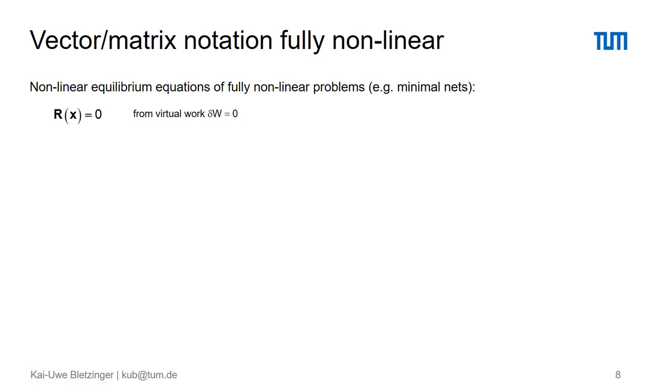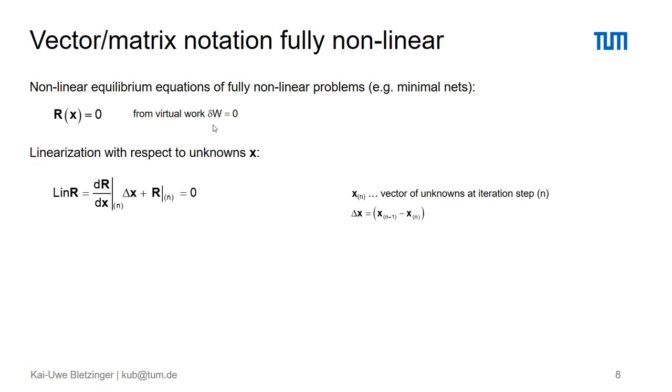If we look at nonlinear equilibrium equations of fully nonlinear problems, for instance minimal nets, then the residual force vector is indeed a nonlinear function of x. We have seen in the previous seminar that these entries in the residual force vectors representing equilibrium stem from applying the virtual work, which should disappear at the optimal solution. Then, solving these nonlinear equations, we apply the Newton-Raphson method, which is in particular based on a Taylor series expansion. I have also introduced that already in the previous seminar.